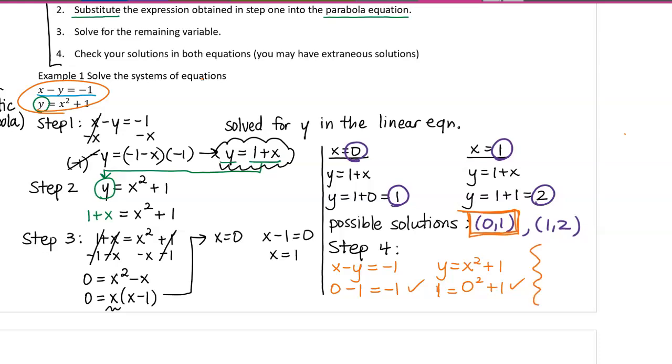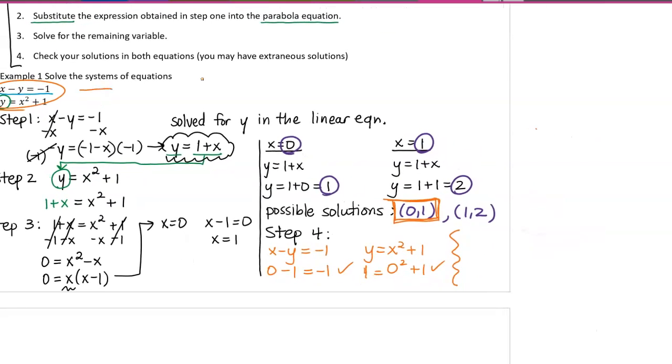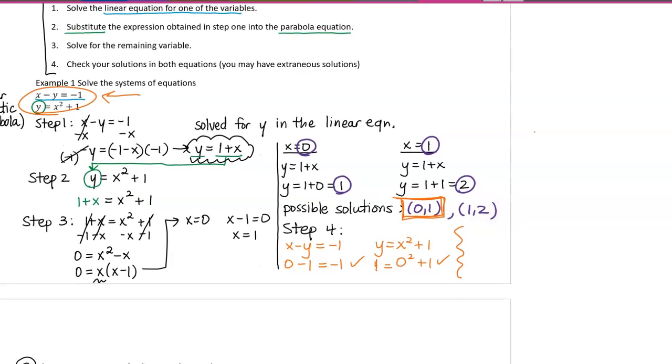Now let's check the solution (1, 2). We're again checking them in both of these equations here. So I'm going to see, are those equations true when x is 1 and when y is 2? So when x is 1, in the equation x minus y is equal to negative 1, I would have 1 minus 2, which does equal negative 1. That's true. Let's check the equation y is equal to x squared plus 1. So I'm plugging in 2 for y, 1 for x. 2 is equal to 1 squared plus 1, so that's also true. And so (1, 2) is another solution.